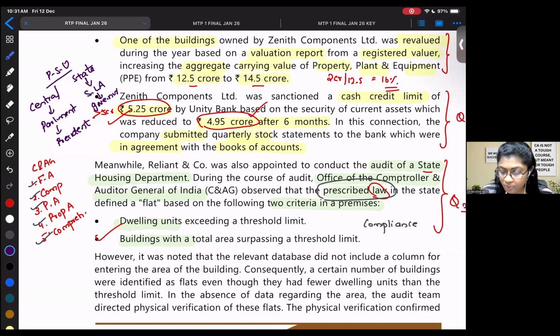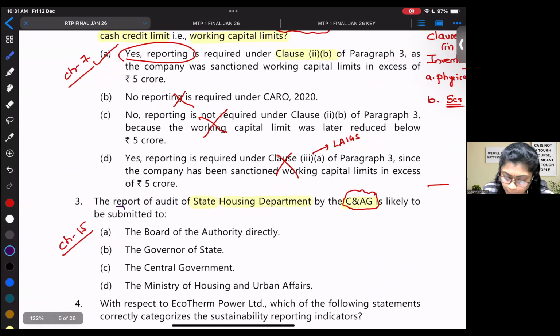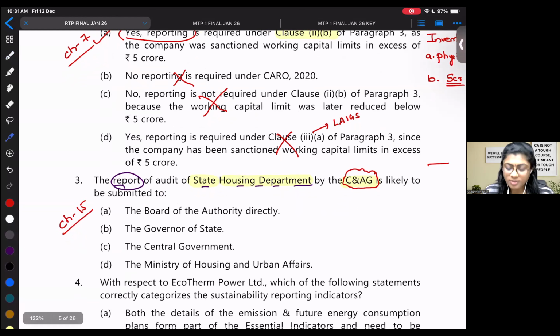Now can we go to the question, please? A report of audit of state housing is likely to be submitted to whom? They are asking, submitted to whom? Since it is state, the answer is A, B, C, D. The state, so it is sent to the governor.